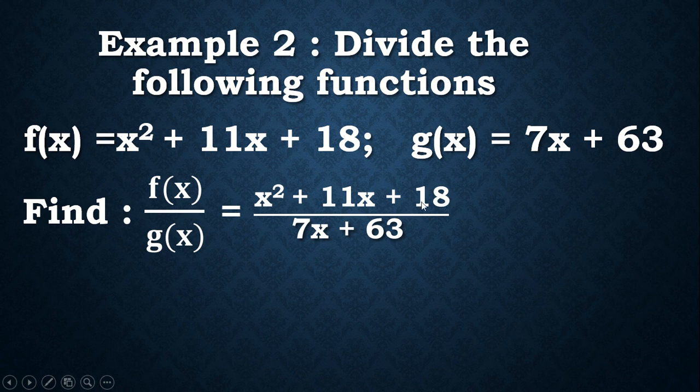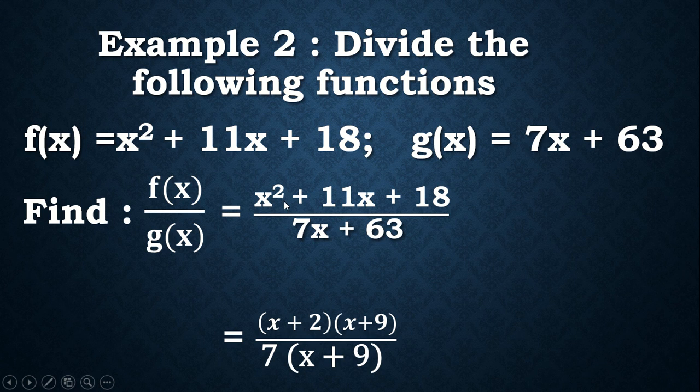And then we have to find the factors of this trinomial. We have to find two numbers that, if we multiply them, 18 will be the answer. And if we add those two numbers, the middle term will be the outcome, or 11 will be the outcome. And we have the factors of this trinomial: x plus 2, x plus 9.